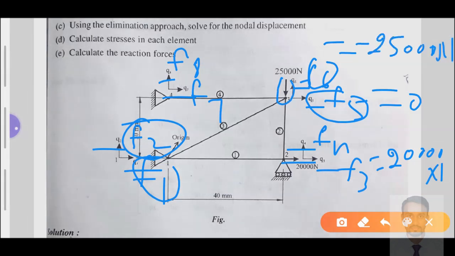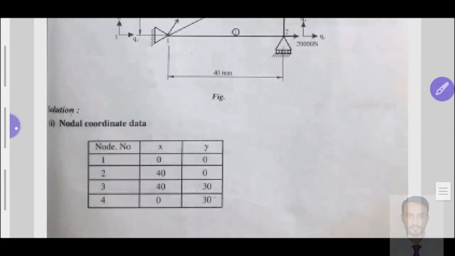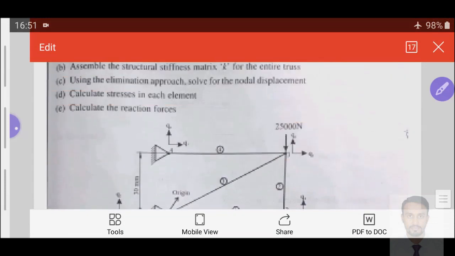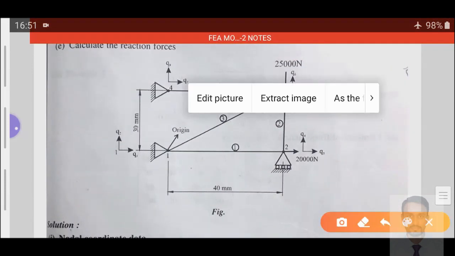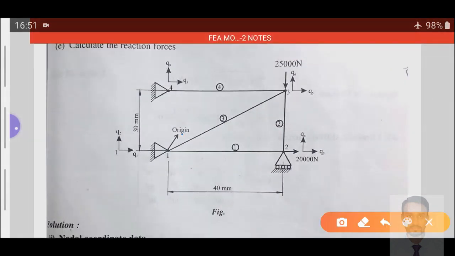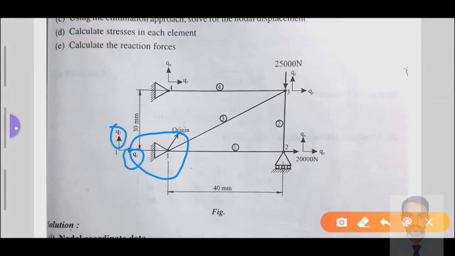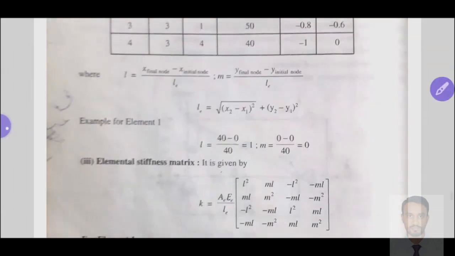minus 25,000 Newton. We need to substitute all these values in the vector, and the others we can easily find. Another thing is the displacements: Q1 and Q2 are equal to 0, and Q4 is equal to 0. Why? It is fixed along the y direction. Q7 and Q8 are equal to 0, but Q3, Q5 and Q6 are not equal to 0. Now we have that idea.